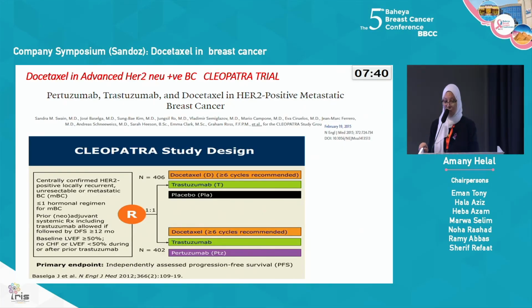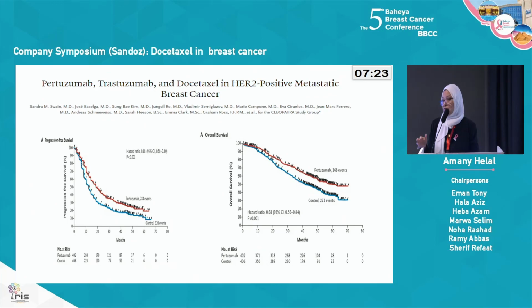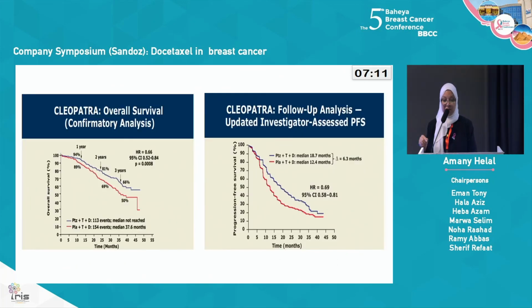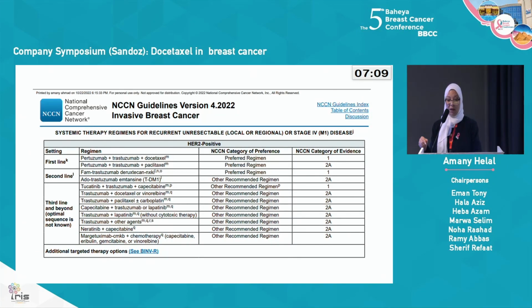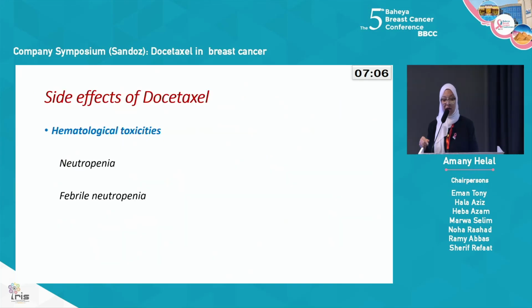Docetaxel in advanced HER2 positive breast cancer. It is the cornerstone in the management of patients with metastatic HER2 positive disease, as in the CLEOPATRA trial, which compared docetaxel plus trastuzumab versus docetaxel plus trastuzumab and pertuzumab. And of course, we all know that additional pertuzumab improved survival for the patients with metastatic HER2 positive, but docetaxel is the backbone of both regimens. And these are the NCCN guidelines.